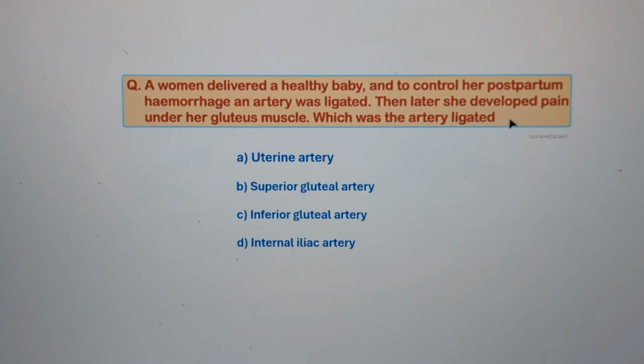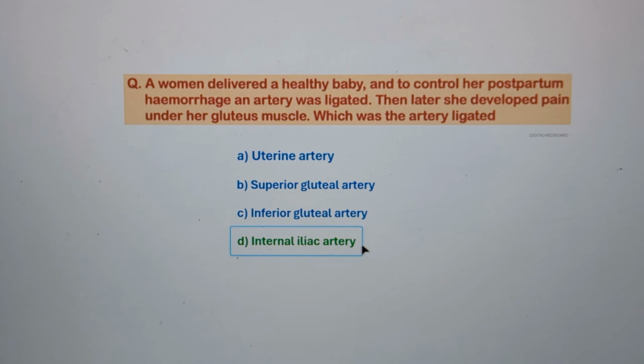Based on our discussion, in this case, the doctor ligated the main trunk of the internal iliac artery, which includes the anterior and posterior divisions. Damage to the branches of the posterior division can lead to pain under her gluteus muscle, resulting in ischemia. Therefore, option D is the correct answer.